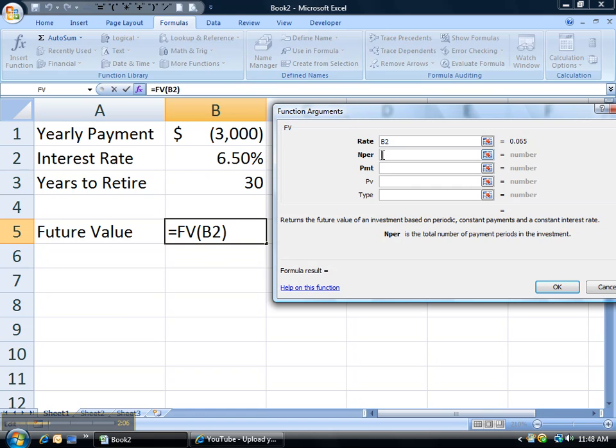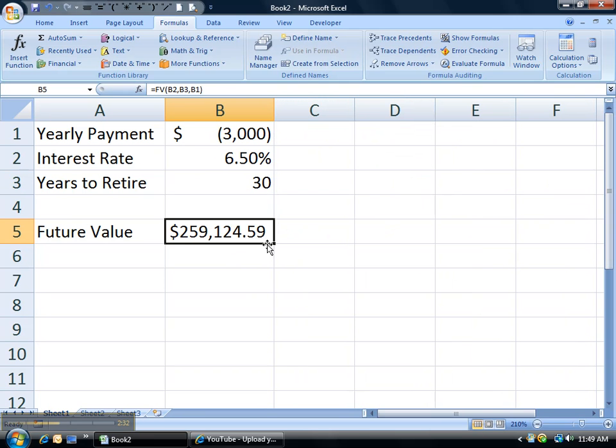NPER is always time, and again, here I got 30 years to retire. And then finally, the PMT is going to be how much I'm paying into the plan, and that's this $3,000. Right? And again, NPER also not times 12 because it's a yearly, right? Everything's years here, so it's all set to go. And then down here it tells me how much money I'm going to have. A little bit of money. I hit OK, and it comes out to $259,000.